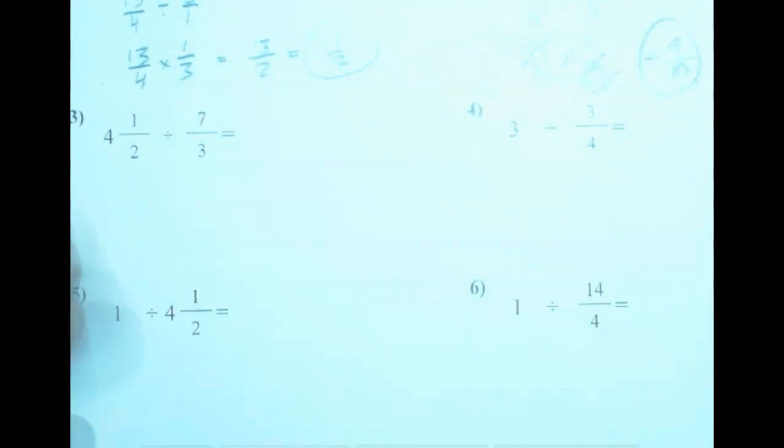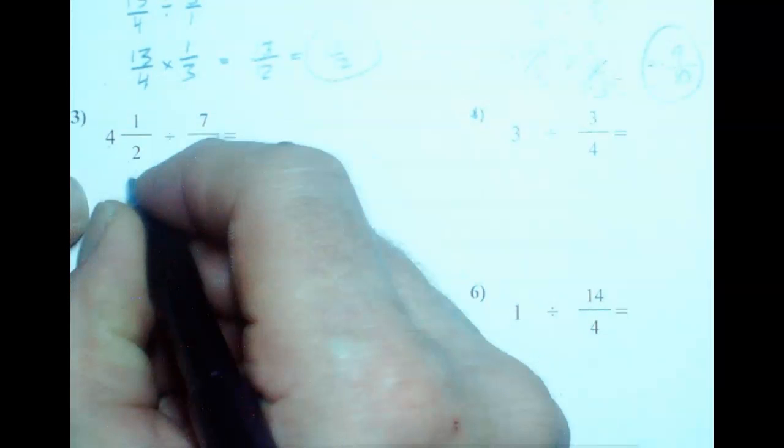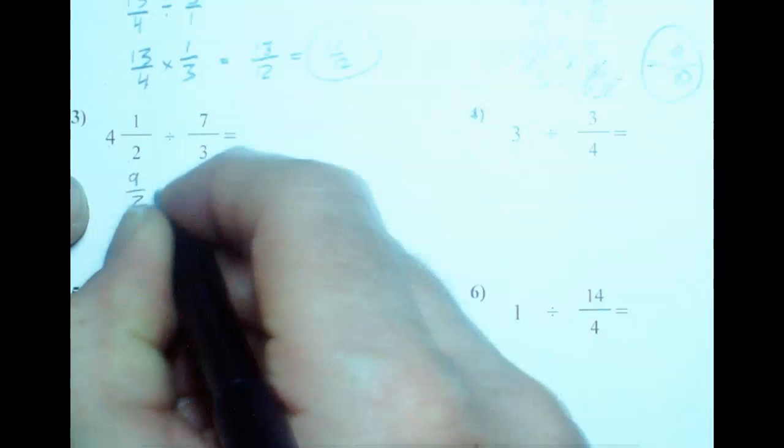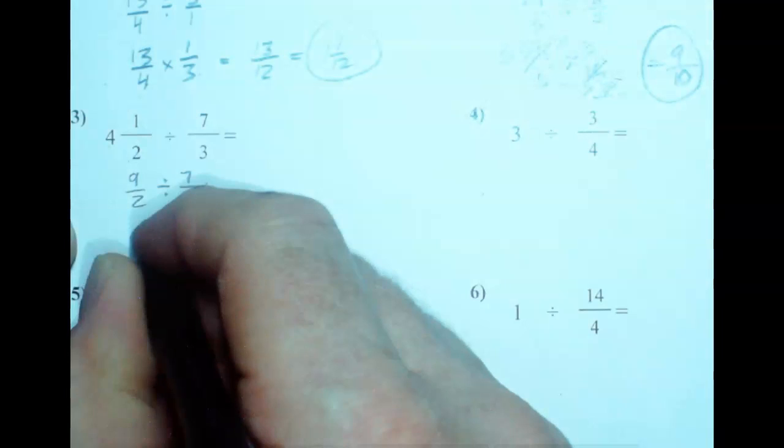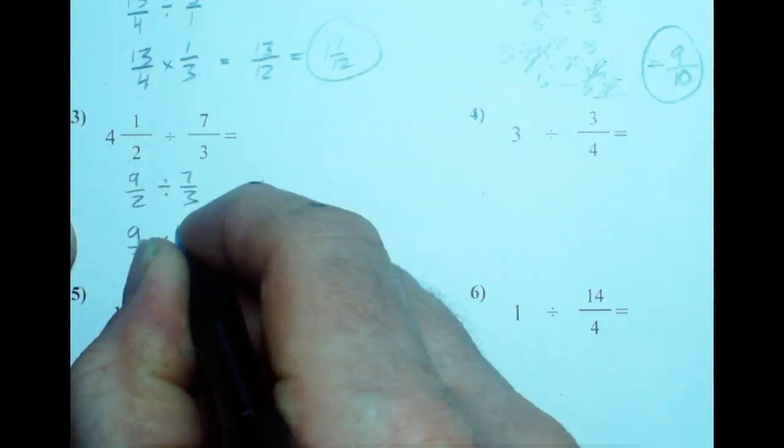All right, we've got number 3 here. Let's rename this as an improper fraction. 4 times 2 is 8, plus 1 is 9 halves, divided by 7 thirds. Now let's do the keep change flip. We keep it, we change it and we flip it.